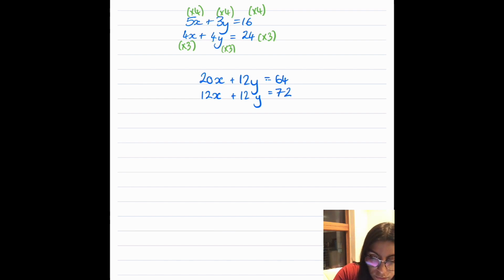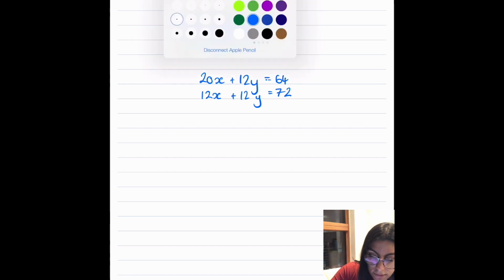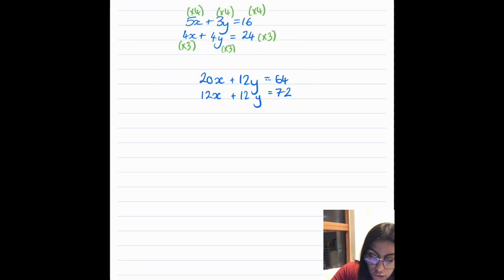And now to go about solving these. So again, what have I made the same? I've made my 12y's the same. Therefore, I'm going to go about figuring out how to eliminate them. So I can either do 12y plus 12y, or I can do 12y minus 12y. The subtraction is the one that's going to give me my elimination. So I'm going to eliminate them. I'm going to set up my column method. I'm going to set up the line.